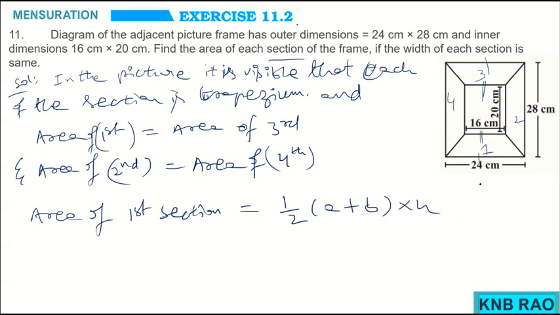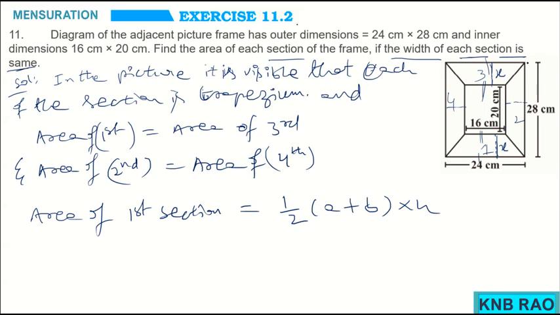How do you find the height? Here, find the area of each section of the frame if the width of each section is same. Here is the trick. Whatever is the distance from here, perpendicular distance, let's say it is x, and here is the perpendicular distance, it is again x. So x plus 20 equals to 28. Why? Because these sections are of same width. That means whatever is x, here is x, and here is also x, and here is also x.